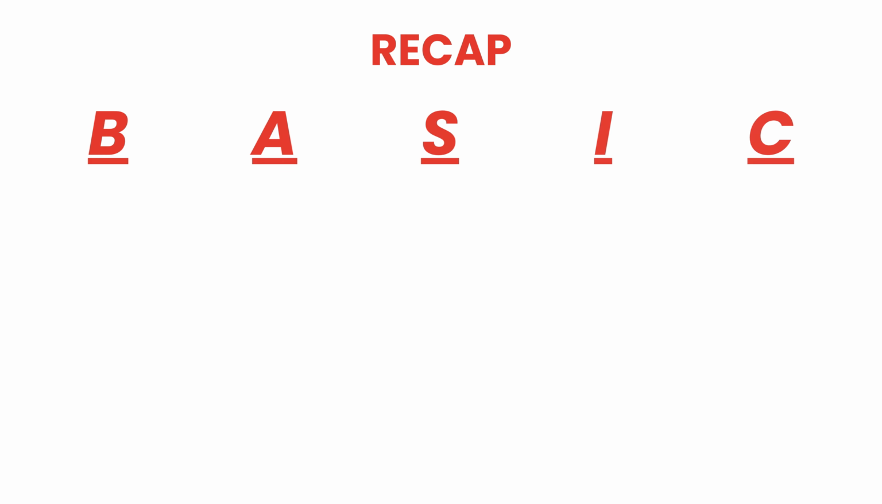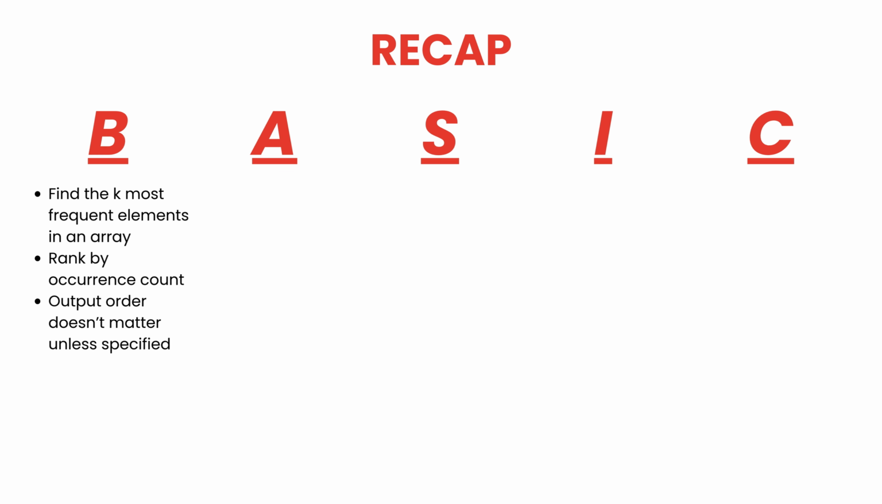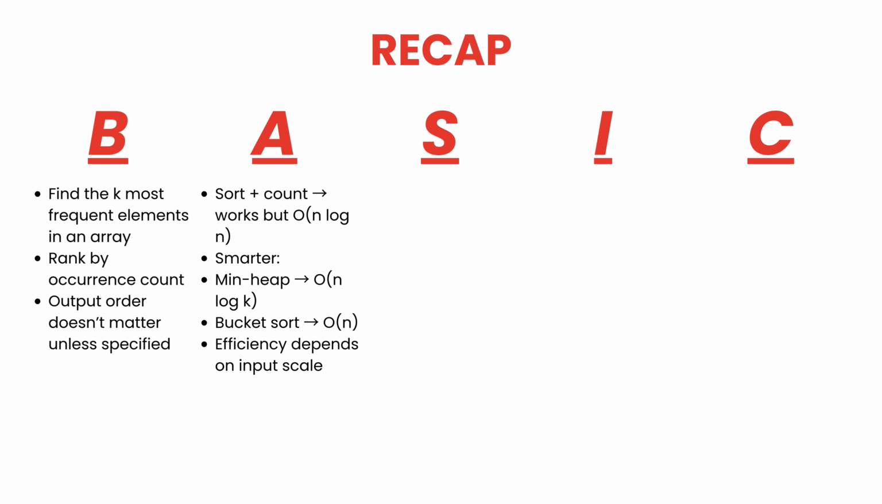Let's do a recap. We're given an array and a number k, and we need the k most frequent elements. Conceptually, it's ranking by occurrence. Count how often each value appears, then return the top k. Ties are fine, and output order isn't important unless specified. We compared two strategies. The straightforward sort after counting works but costs O(n log n). To be smarter, we either keep only the best k using a min heap for O(n log k), or use bucket sort to group by frequency and collect from highest to lowest in O(n).